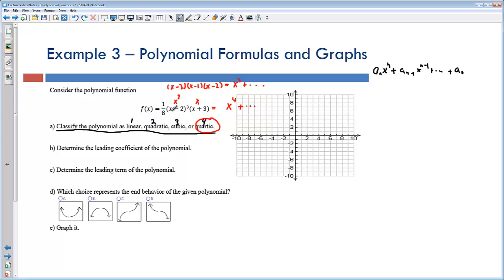So you just look at the x's and the powers here, and you can use that to figure out what x to what power is going to wind up when you multiply it all out. All right, so it's going to be a quartic. That's the type of polynomial.